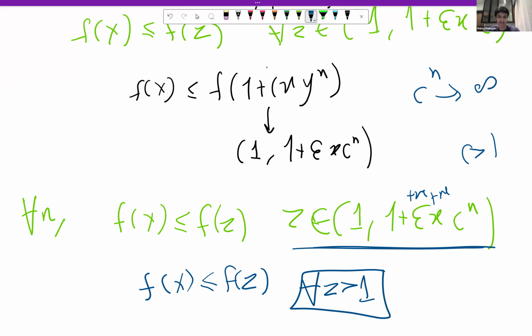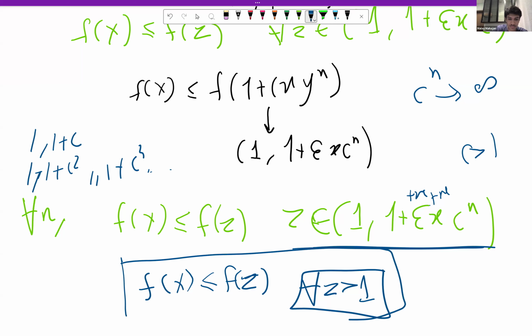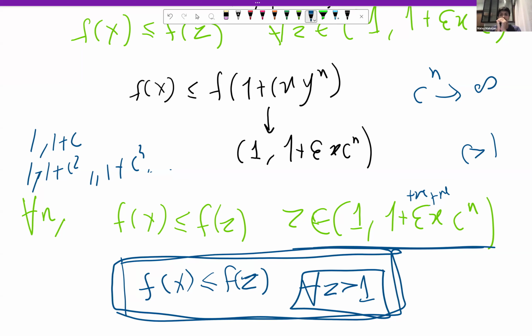But is this clear to everyone? The point is, I have this interval 1 to 1 plus. If you want, forget the epsilon and x. They are just there for constant scaling. You have 1 to 1 plus c, then 1 to 1 plus c squared, 1 to 1 plus c cubed, and so on. And c to the power n goes as large as you want. So any given z is contained in some interval, and hence you have this. Is this clear to everyone? Yes, it's clear. Great.